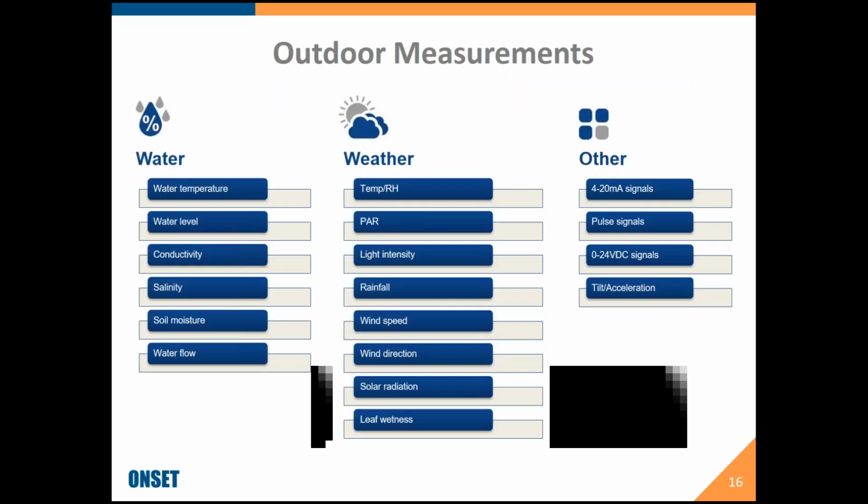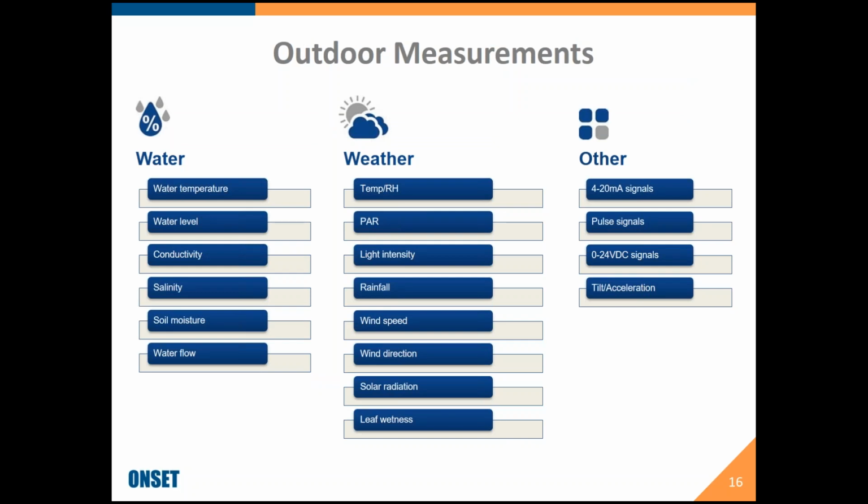Outdoor measurements: water temperature, water level, conductivity, salinity, soil moisture, water flow. We have weather measurements: temperature, relative humidity, wind speed and direction, rainfall, and even leaf wetness. Other applications outdoors would be the 4 to 20 milliamp signals for special sensors of other types, pulse signals, 0 to 24 volt input signals, again for interfacing to third-party sensors, and tilt and acceleration.